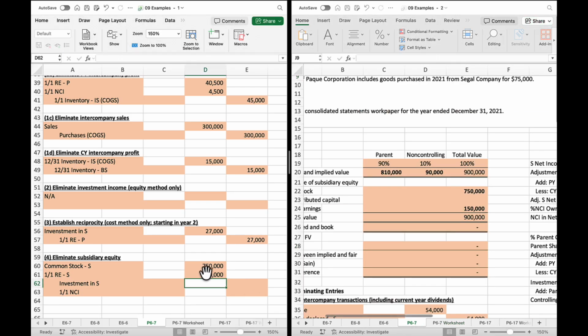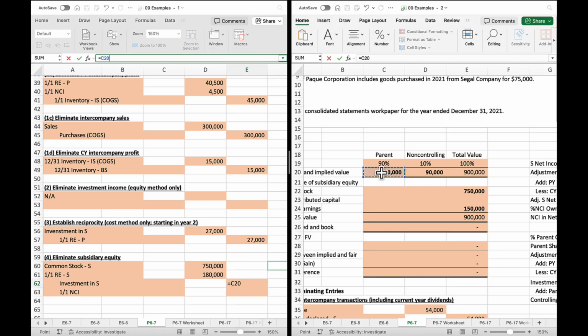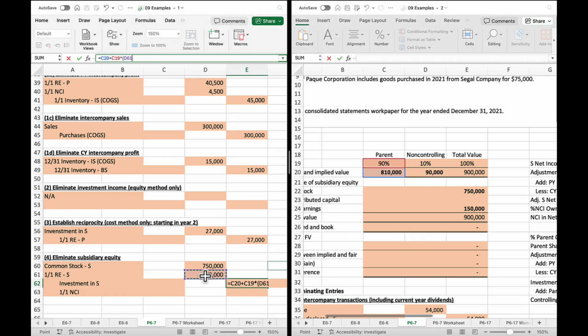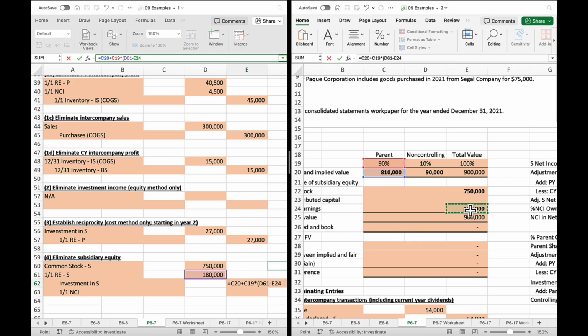Then since this number right here, the 1-1 retained earnings, has increased from $150,000 to $180,000, we need to take that extra $30,000 and allocate it across our credits, or this thing isn't going to balance. So we're going to take our original investment in S of $810,000, add to it 90% of the increase in retained earnings. So that's going to be that $180,000 minus the original $150,000.